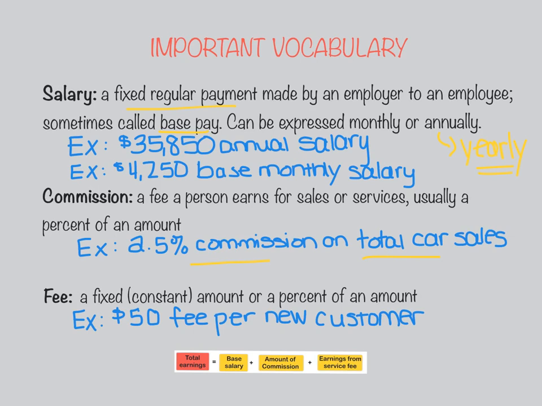And then there's also fees that some people might earn. It can either be a fixed amount or a percent of an amount. One example of a fixed one would be maybe a banker gets a $50 fee per new customer that they sign up, okay? And then to get the total earnings that somebody makes, you would have to add their base salary plus the amount of their commission if they have it and any sort of fees that they have, and that's going to give you their total earnings.